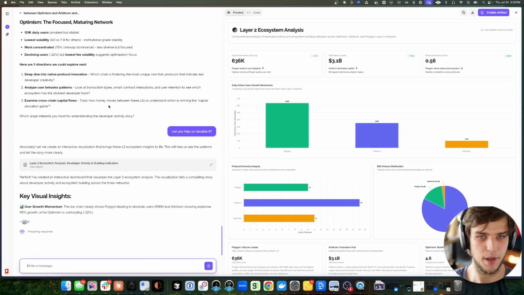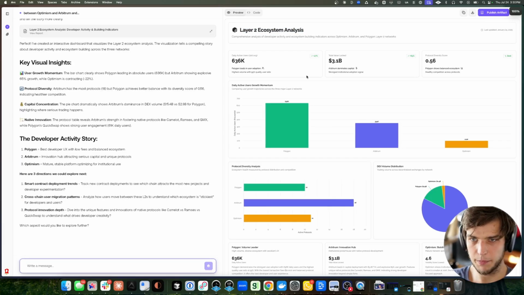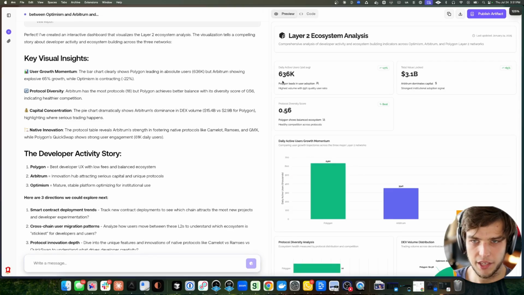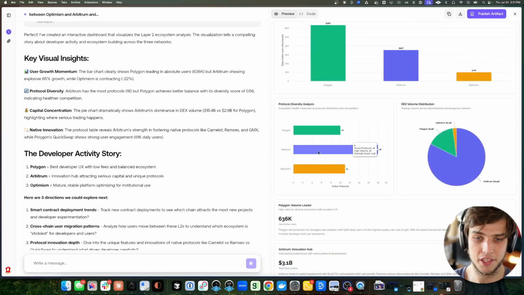We got this beautiful pop-up on the side. Okay, what do we have? Layer 2 ecosystem analysis. I'm gonna zoom in a couple punches for us here. Okay, we got nice little cards at the front for us describing everything. This is very analogous to the Claude artifacts. Everything's interactive. We could even look at this chart and ask it to go into some stuff in more detail.